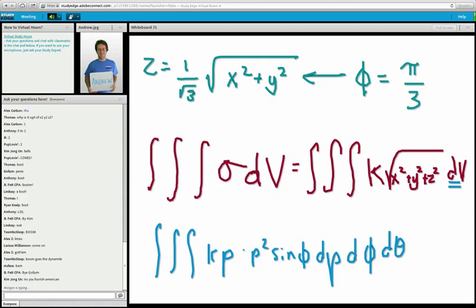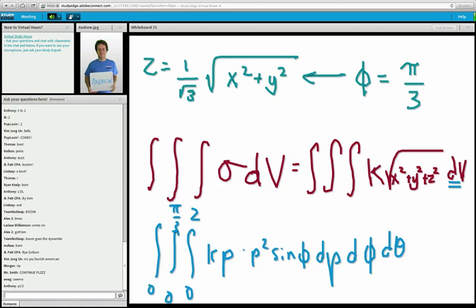k rho times rho squared sine phi d rho d phi d theta. The thing is, we need to integrate this over what bounds for rho? 0 to 2. A lot of you said 0 to 2. How about phi? Well, it says above the cone, so we should be going from 0 to pi over 3. And there's nothing restricting the first octant or anything like that, so theta goes from 0 to 2 pi. So those are our bounds. This is only going to give us our mass.